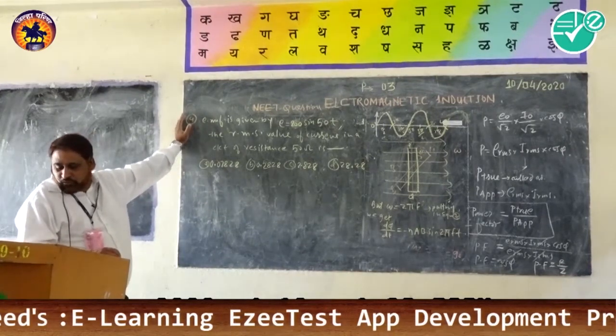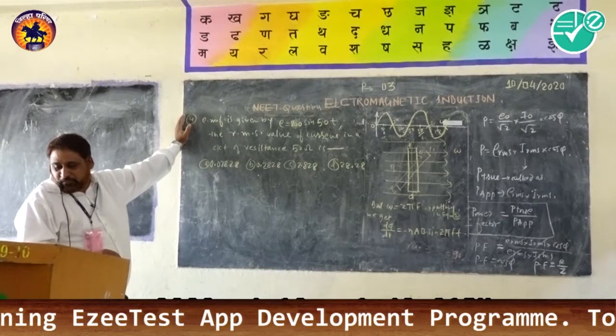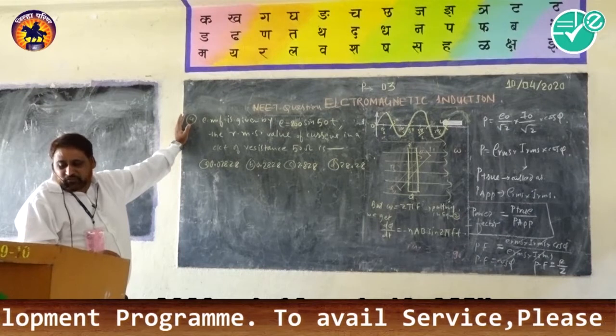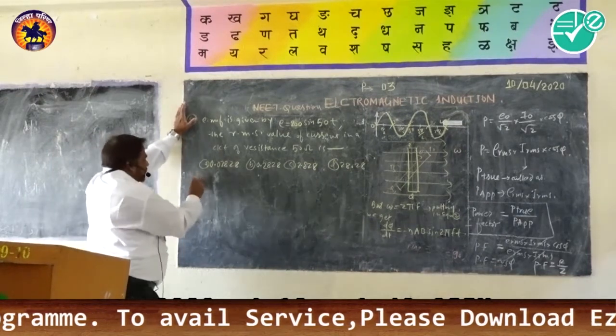E is equal to 200 sin 50t. Comparing this equation with the standard equation, we get E RMS is equal to 200 by root 2. Solution.